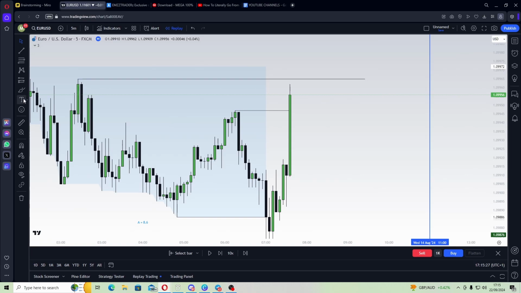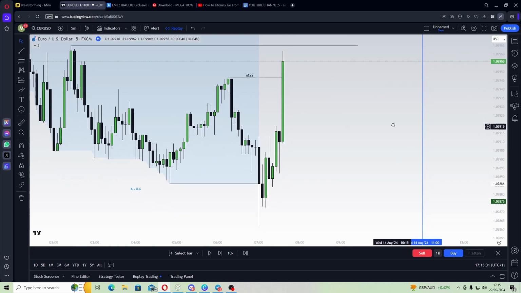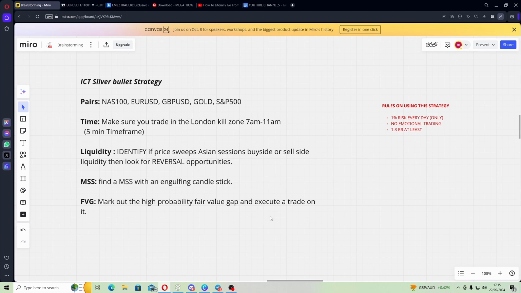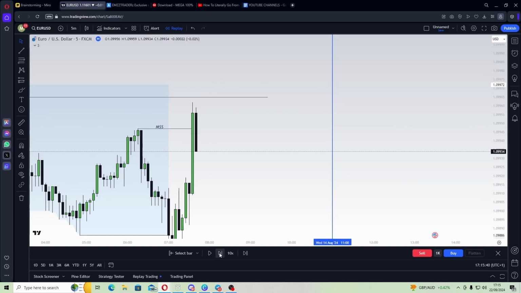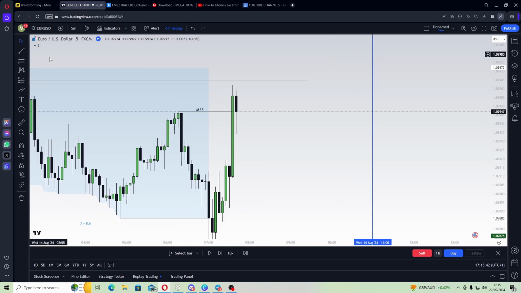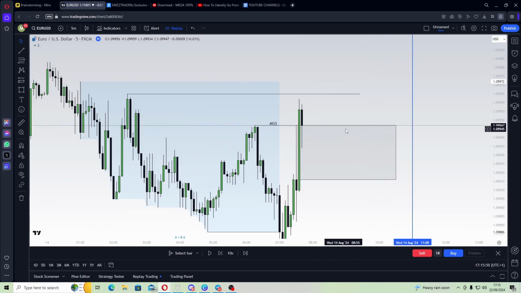Okay, so what we need to do now, the last thing, is find the fair value gap. As you can see here, we need to mark out the high probability fair value gap, and we execute the trade on that fair value gap. I'm going to play price forward one more time. You can see we have such a big area right here. I'm going to get out my rectangular tool. There we go. This is our fair value gap right here that we're going to be using.